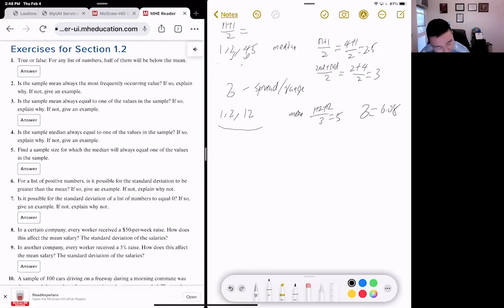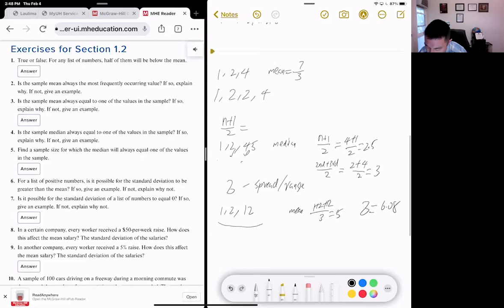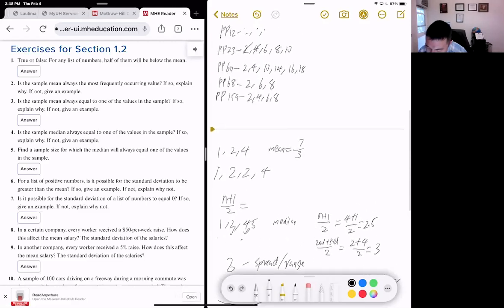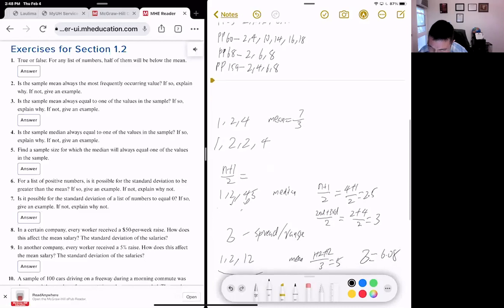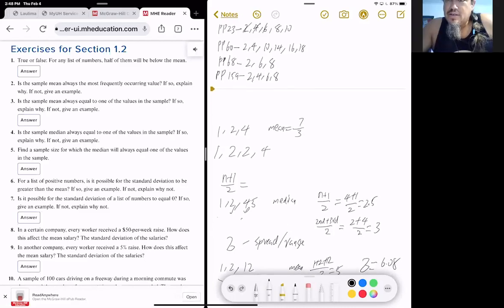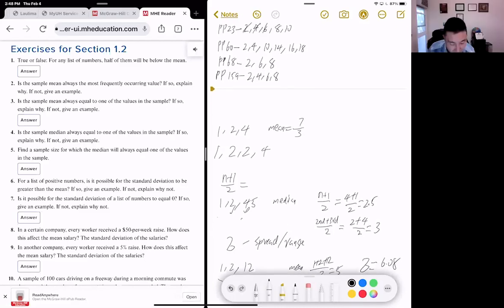Okay, so that's question number 6. Sigma tells us about the spread of the value. Question number 8, and the answer is yes. It is possible for the standard deviation to be larger than the mean.